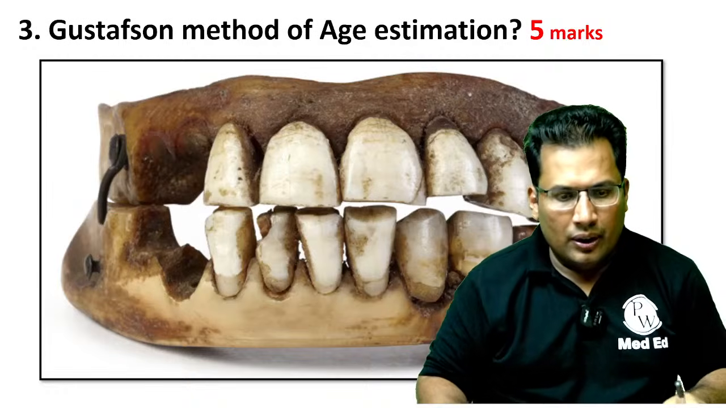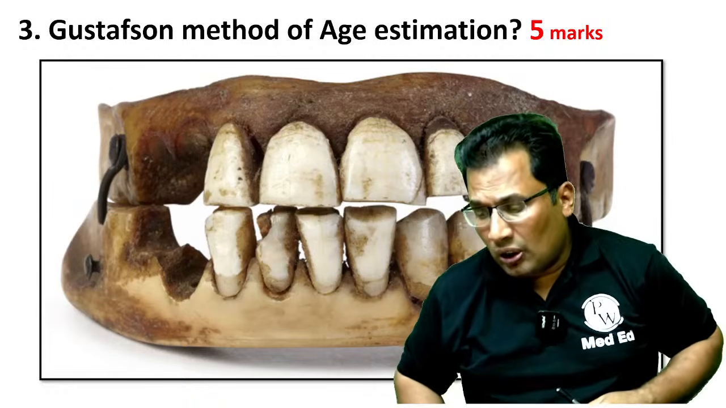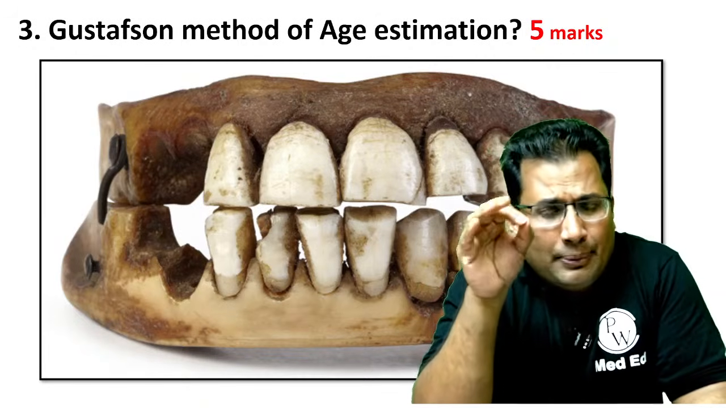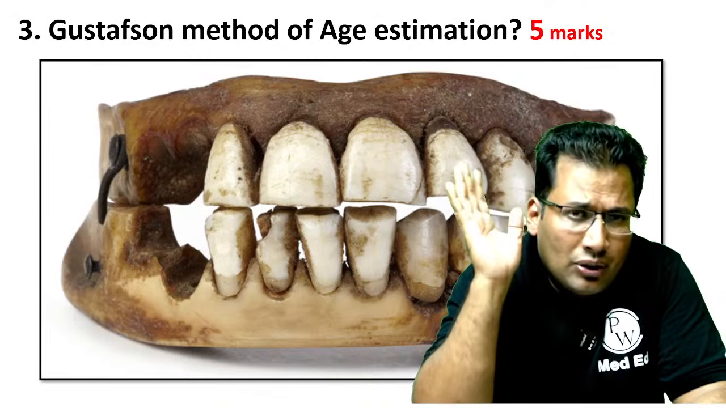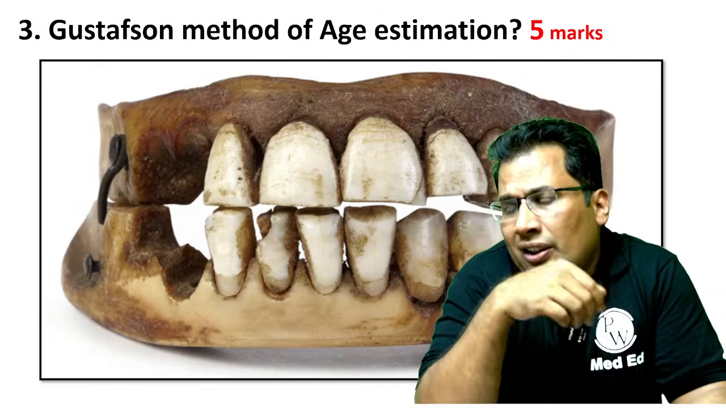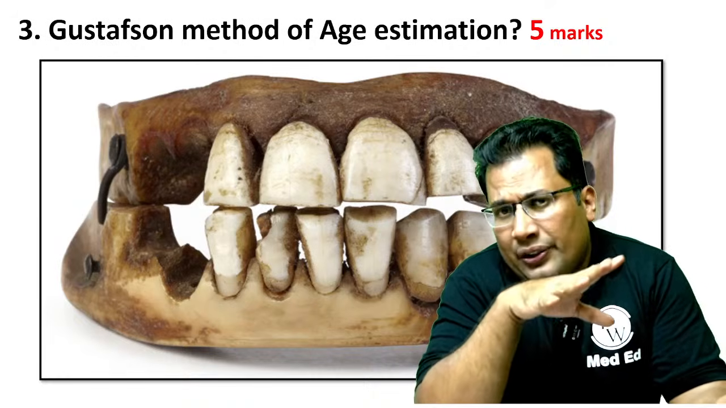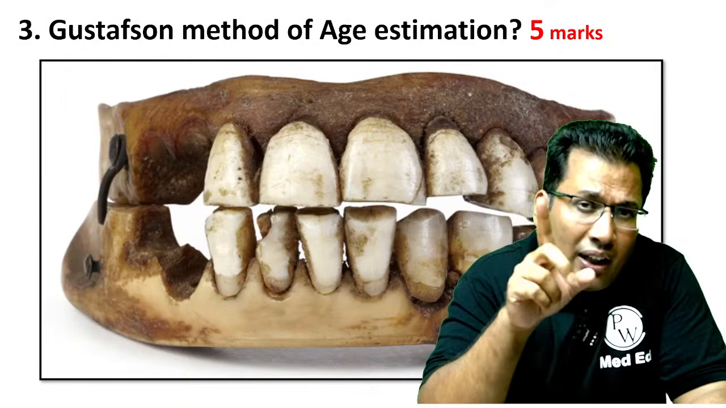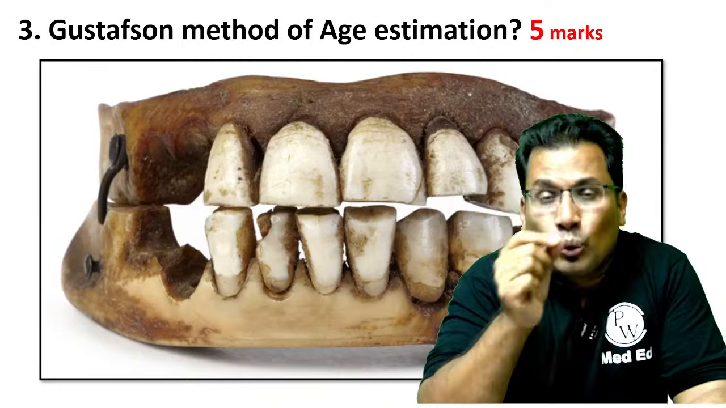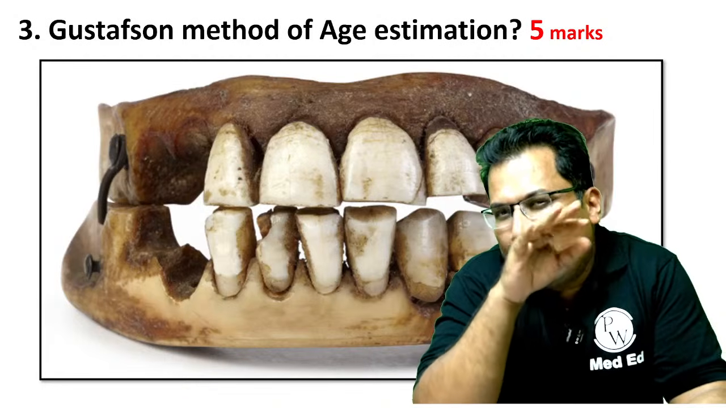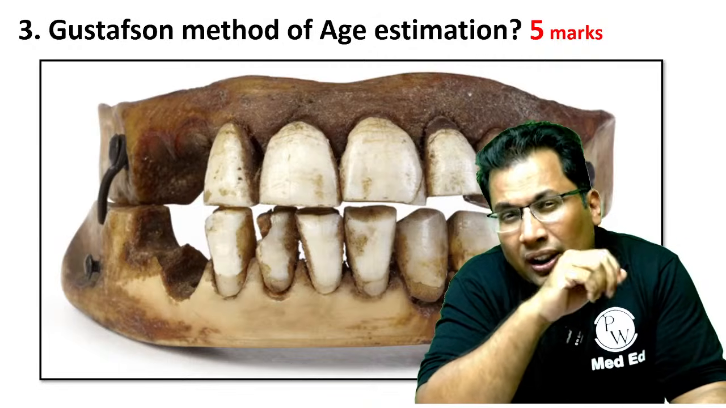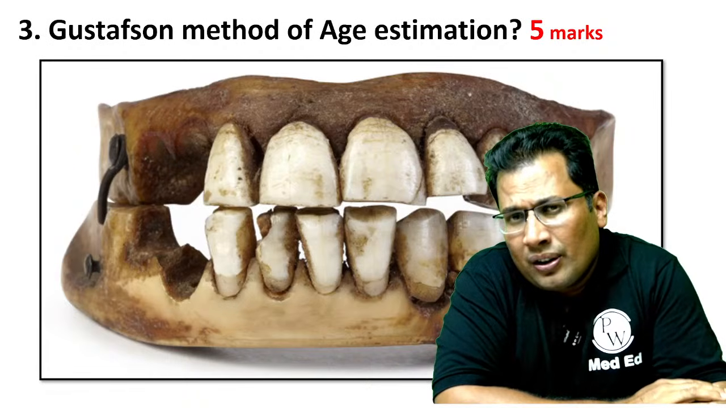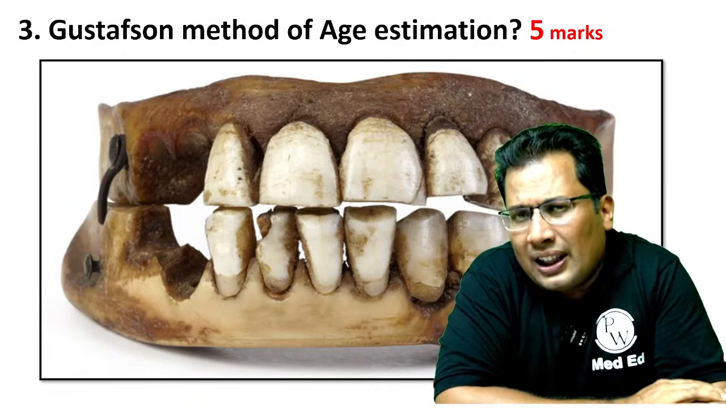Okay. Next comes one more 5 marks question commonly asked in the exam, Gustafson method. See, Gustafson method is a method of age estimation after the age of 21. Up to the age of 21, you can use ossification centers, you can use dentition. After 21 years, after 25 years, especially in a dead body, Gustafson method is used. You can estimate age by looking at the teeth by using some microscopic, macroscopic criteria. That method is known as Gustafson method. Other methods like Stack's method, Boyd's method are there, but Gustafson is the commonly asked 5 marks question.